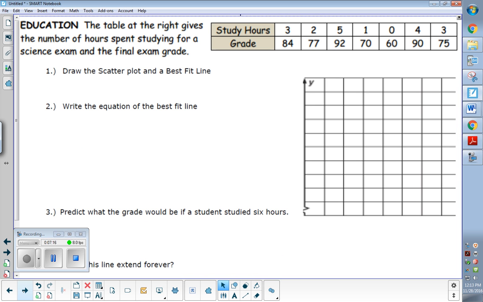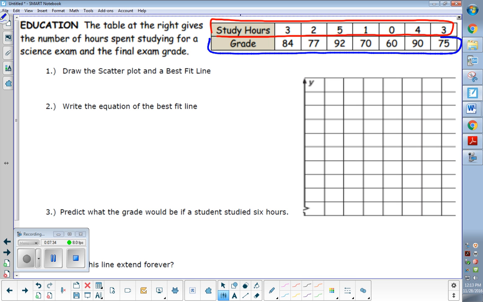All right, so next one, we're doing the same type of thing. It says the table to the right gives the number of hours spent studying for a science exam and your final exam grade. So this row of numbers right here is going to be how many hours did the kids study for the test, and this is what grade they ended up with. You can have a good idea in your brain. If you study more, think about what's going to happen to your grade. But let's look at this.